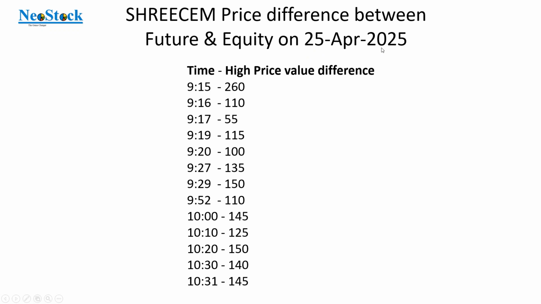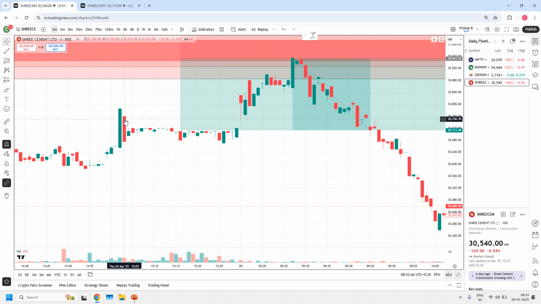But as I told you, a candle has open, high, low, close, right? It is up to your wish. You can compare the difference between closing price, day low price, day high price, or even open price. I have randomly selected the high price. Morning 9:15, the highest price difference. So what is that I told you? The difference between the high of the candle. This is the one.